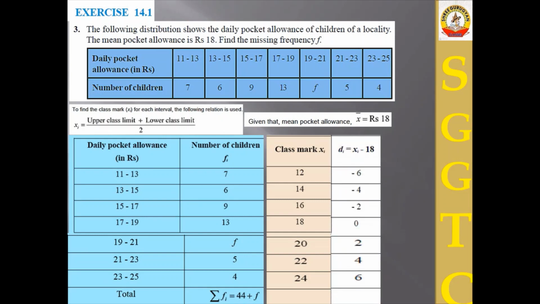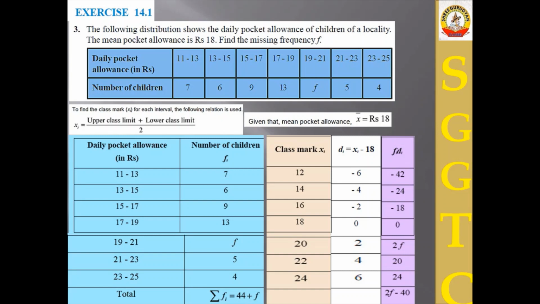Now I move ahead to di, xi minus the assumed mean. Students, here you always take the center value. Sometimes there are two center values, so you take any one, but here there is only one center value. Look, 12, 14, 16 are the upper three, 20, 22, 24 are the lower three. So what is the center value? 18. Putting the values xi minus 18 and the last table, fi into di. Here I don't calculate ui, I go directly to fi into di. So you get all the products and the summation, 2f minus 40.